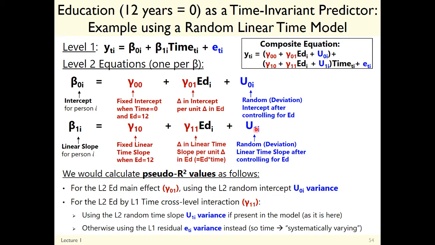Yeah, so if this term is in the model, like it is here, U1 is all the reasons why people need their own slopes. This is saying part of that's because of education. So the U1 variance, the random slope variance, should go down after we put this education by time effect in the model. If this is not here, then we put this term in right here. The only thing for it to do is to predict E instead.